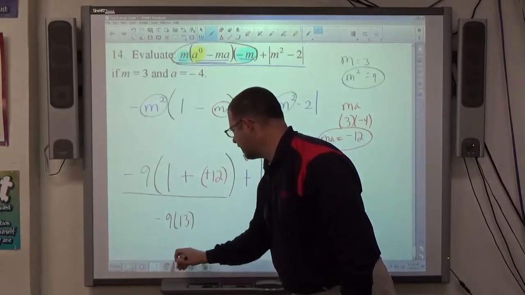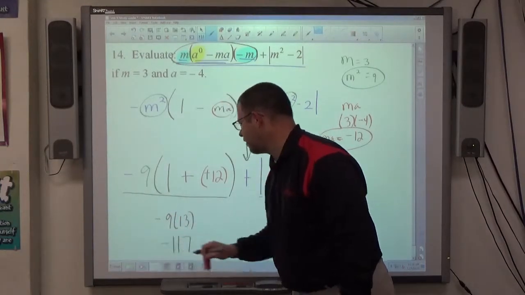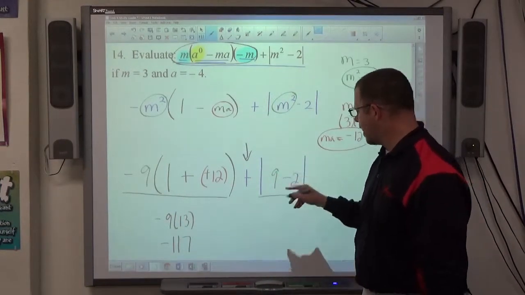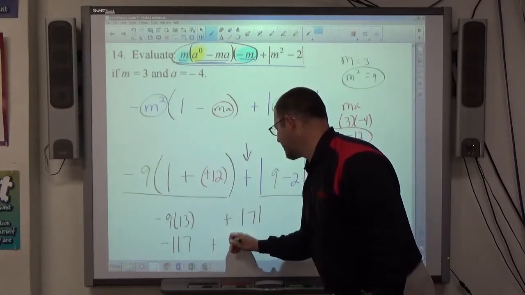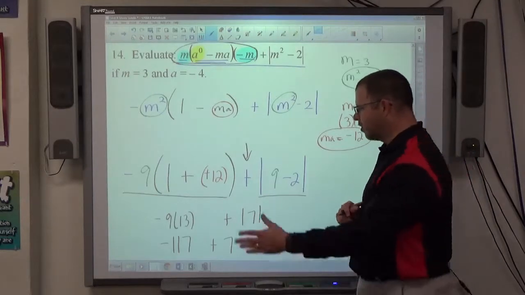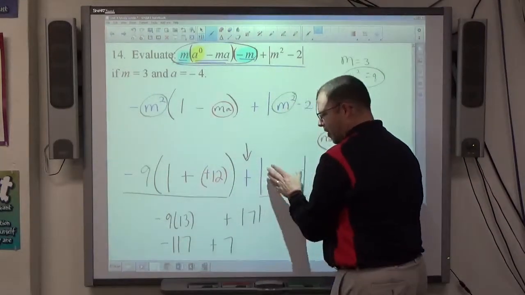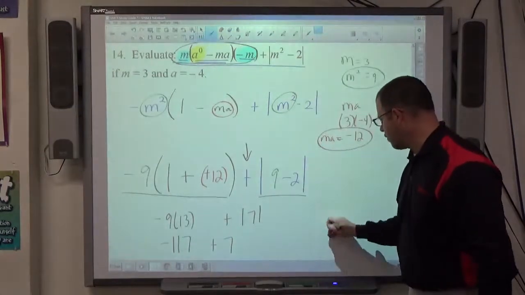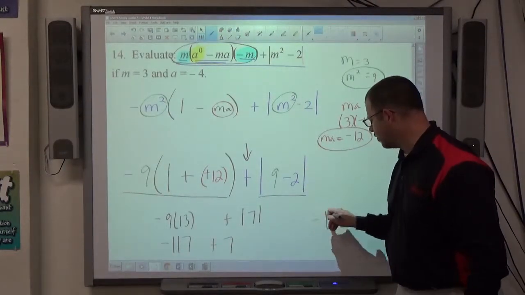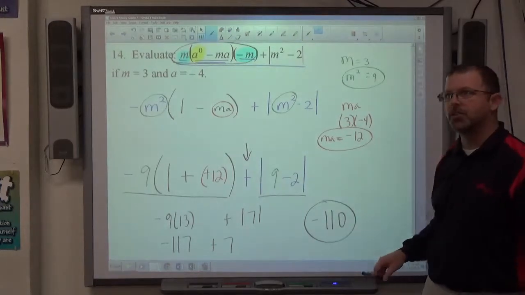Negative 9 times 13 is 117, and it'll be negative because of different signs. And 9 minus 2 is 7. The absolute value of 7 is 7. And then at this point, I've got this as pretty as I can get it. I got this as pretty as I can get it. Now I've got to deal with the addition or subtraction. The signs are different. I subtract, and 117 is bigger, so it's negative. So negative 110 is the solution to that one.